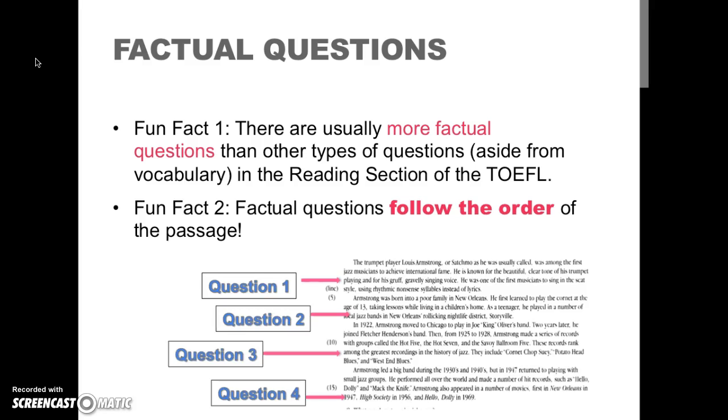Fun fact 2, factual questions follow the order of the passage. For example, you can see question 1 is at the top. The answer to question 2 is farther down, question 3 is farther down, and question 4 is at the bottom. Question 4's answer will never be at the top, never. Question 1's answer will never be at the bottom. So if you have your questions, you can look at only one part of your text.